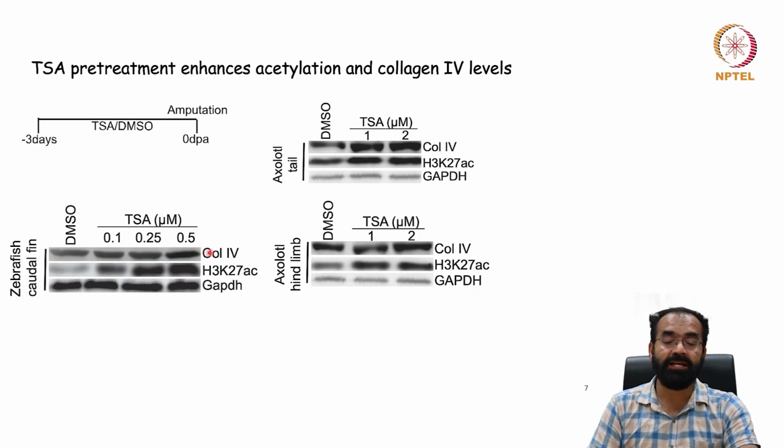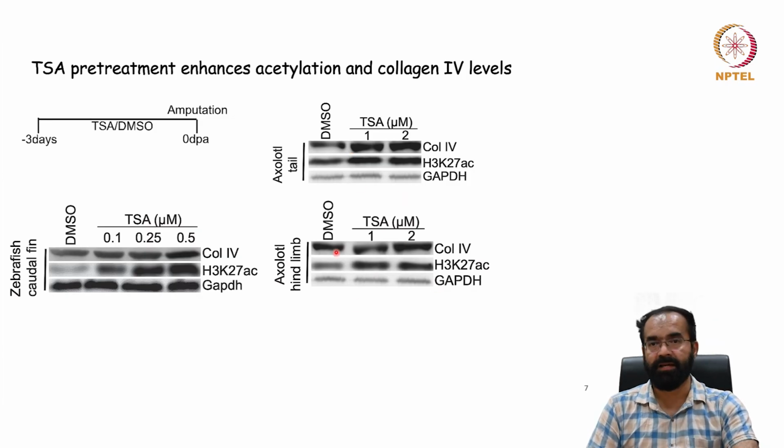Interesting to note, the collagen 4 levels are increasing because of TSA pre-treatment. Remember, these are all no amputation. See, this is the regime, -3 to 0 day. Although you amputated it, you are not waiting for any regenerative response. So technically, in the uninjured condition, just because of the TSA treatment, you have increased levels of collagen 4 and increased levels of H3K27 acetylation. The same thing is seen with axolotl tail and axolotl limb.